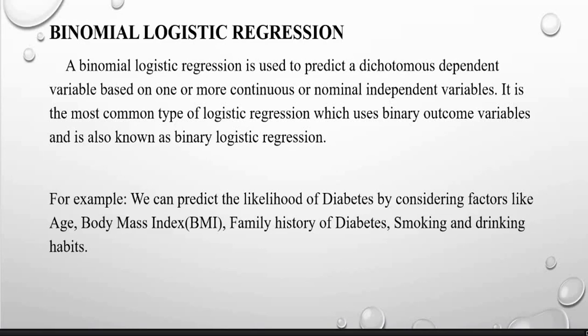Now, for example, with the help of a binomial logistic regression, we can predict the likelihood of diabetes by considering factors like age, body mass index, family history of diabetes, smoking, and drinking habits.